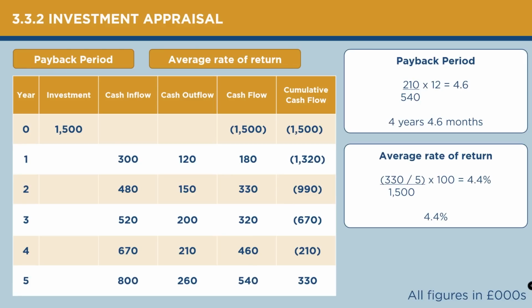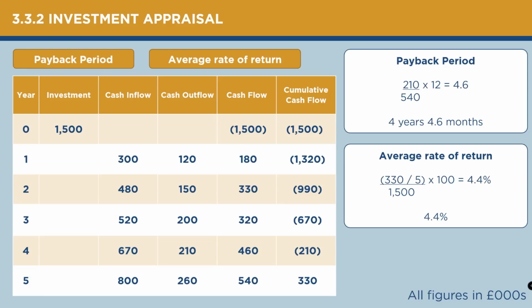So we do 210 divided by 540. And if we were working that out as a percentage, we'd times that by 100, but we don't want to work it out as a percentage. We want to work it out in months. So if you times it by 12, that'll give you the answer in months. So 210 over 540 times by 12 is 4.6, which means the answer is 4 years and 4.6 months.